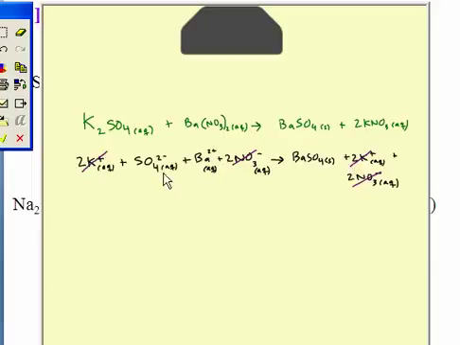Now I also have barium and sulfate on my left and barium sulfate on my right, which is the product side, but they're in different forms. Here they're aqueous and here they're solid. So they're not exactly the same. So my net ionic equation is going to look like this. This is the chemistry that occurs.